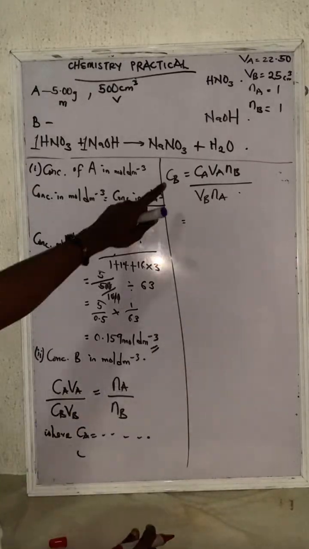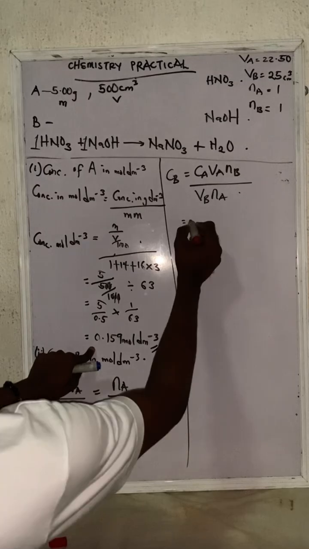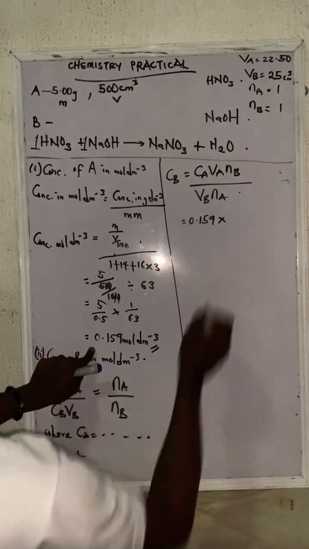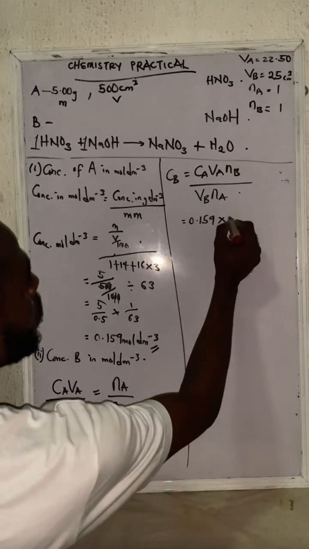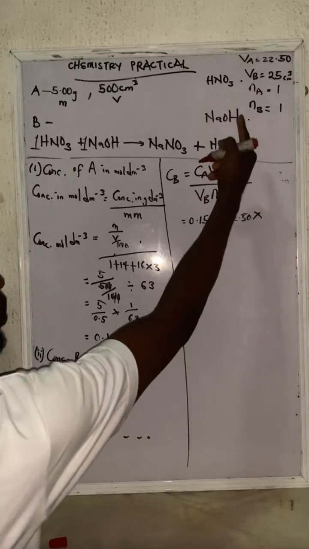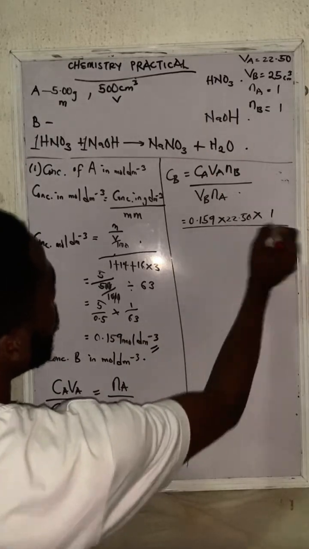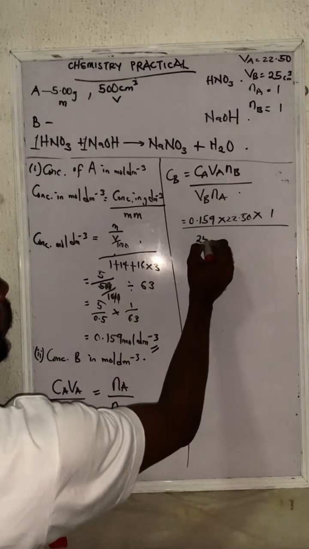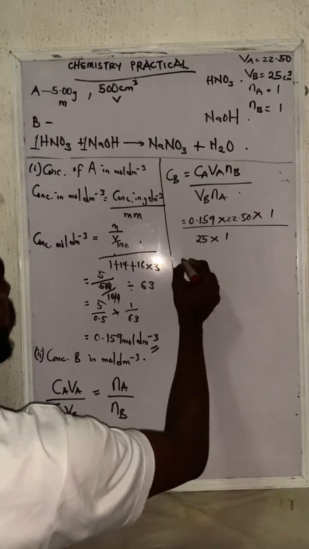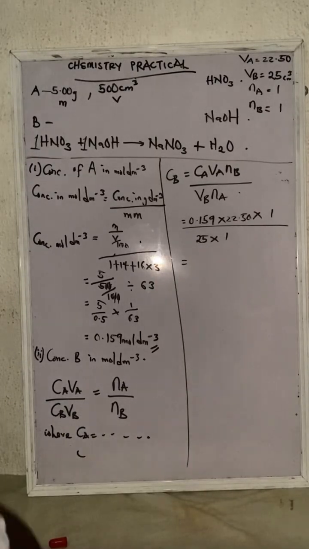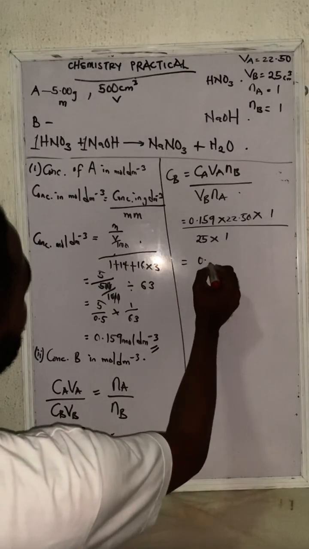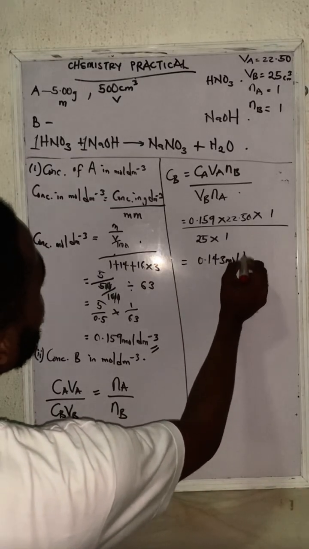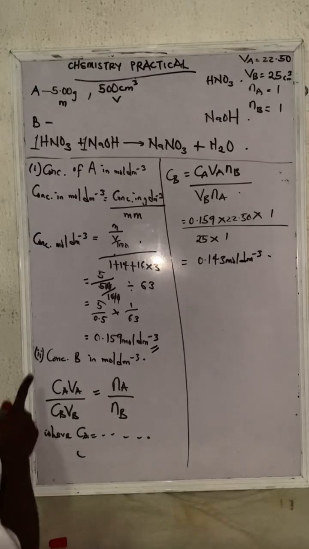So CA, which is the concentration of acid, is what we got here, 0.159, times the volume of acid, 22.50, times the mole of the base, 1, over the volume of the base, that's 25, times the mole of the acid, 1. If you press all these in your calculator, we'll have 0.143 mole per dm cube. So I've got it from Roman figure 2.